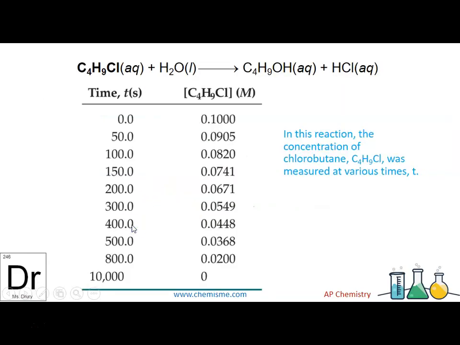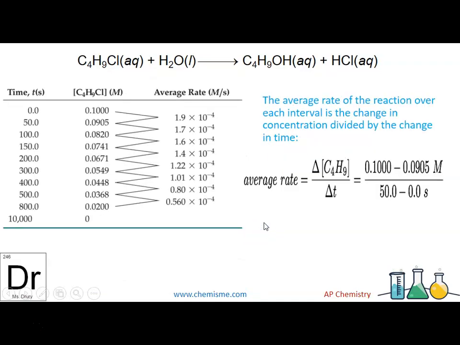Here's an actual example. Instead of just A's and B's, we have chlorobutane in a reaction versus time. Originally you had a 0.1 molar solution, and the student monitored how much concentration it had over time every 50 seconds, and then it turned into 100 seconds because it was going too slow for them. And then eventually, skipping through. They monitored how much of that chlorobutane was there, maybe using the spectrophotometer we saw in our activity. And what they can do then is find the average rate of reaction over each interval by calculating the change in concentration over the change in time.